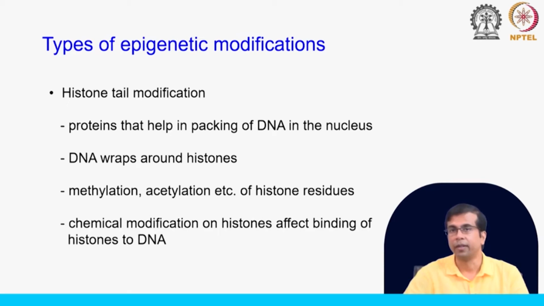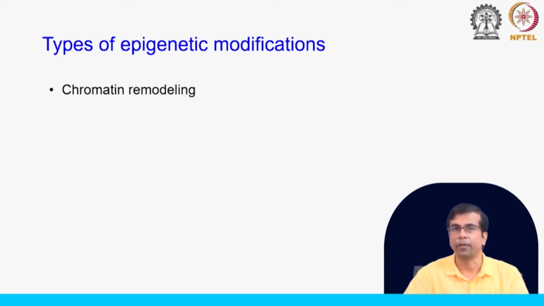For example, histone 3 lysine 4 residue is modified, histone 3 lysine 36 is modified. So again, there are specific places or specific residues of histones that are modified, and you will see methylation or acetylation or even other types of modifications. When you have this chemical modification of histones, they affect binding of histones to DNA. These modifications are very important for controlling this binding, so how tightly the DNA will bind to the histones will be affected.